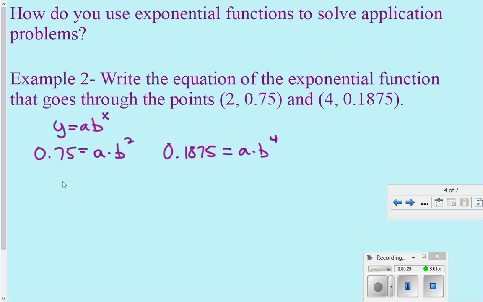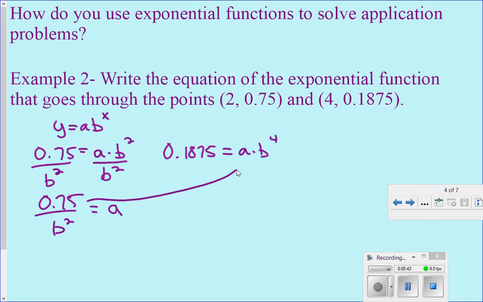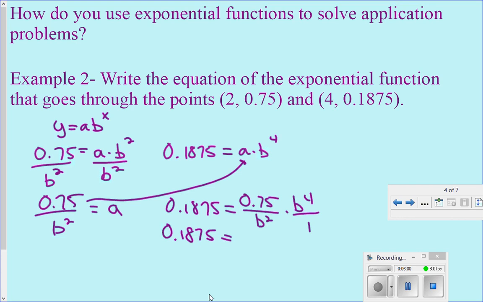So we're going to solve this left equation for a, and to do that, we're going to divide both sides by b squared. So I have a is equal to 0.75 divided by b squared. So now that I have a, I'm going to substitute that into the other equation for a. So I have 0.1875 is equal to a, which is 0.75 divided by b squared, and that's times b to the fourth. So I can put that over 1 if I want. So I have 0.75 b to the fourth over b squared.